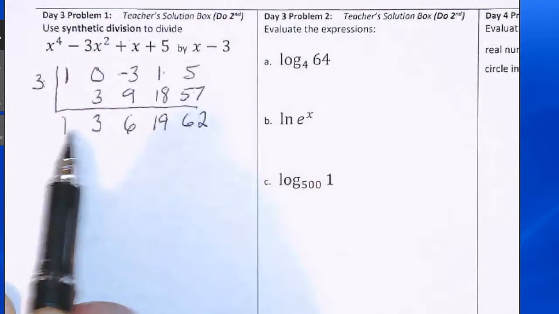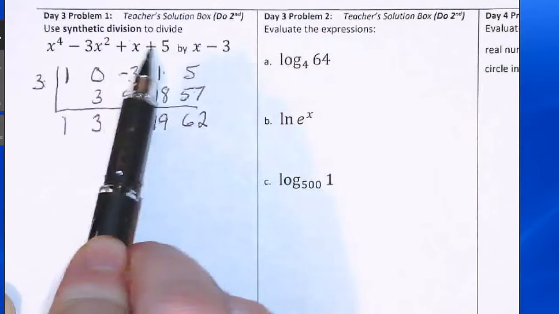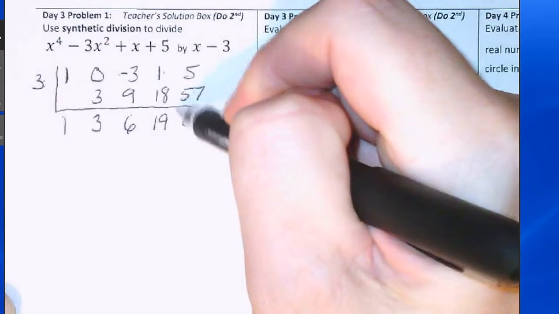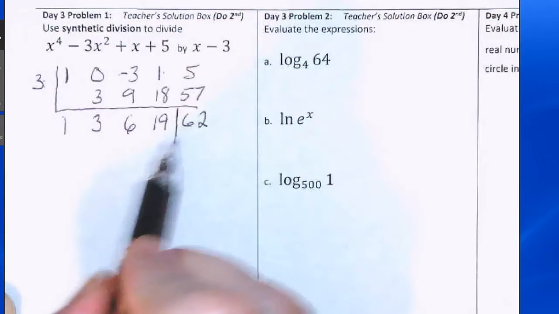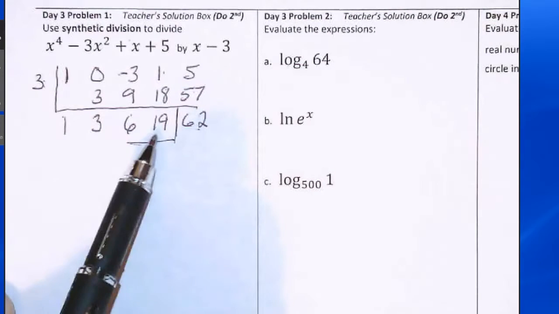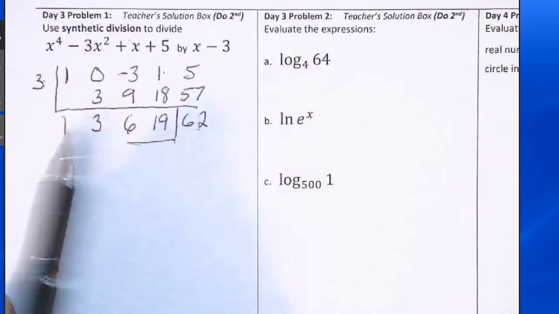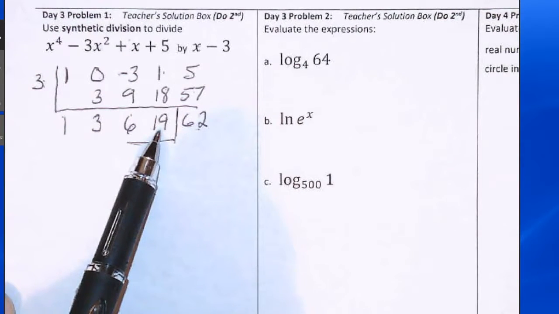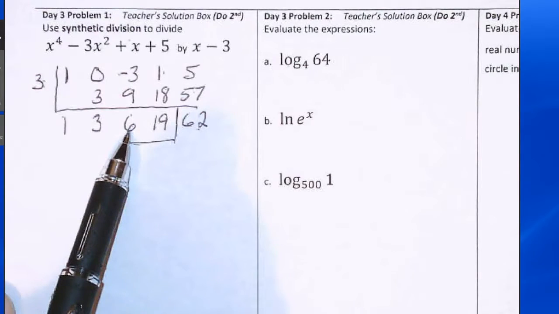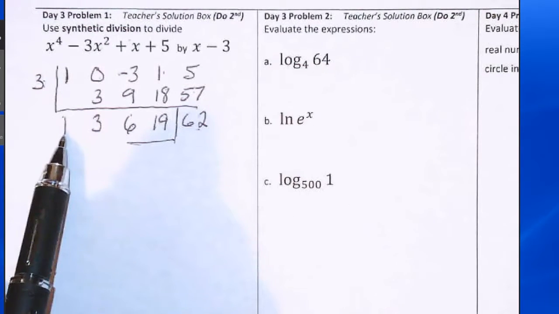Now we need to interpret this list of numbers that we have back in the form of a polynomial. Start by separating that last number off. It's going to be the remainder of our answer. And then start here and work your way to the left to decide what exponents you have on your x terms. The 19 is the constant term, the 6 is the coefficient of x, the 3 is the coefficient of x squared, and the 1 is the coefficient of x cubed.